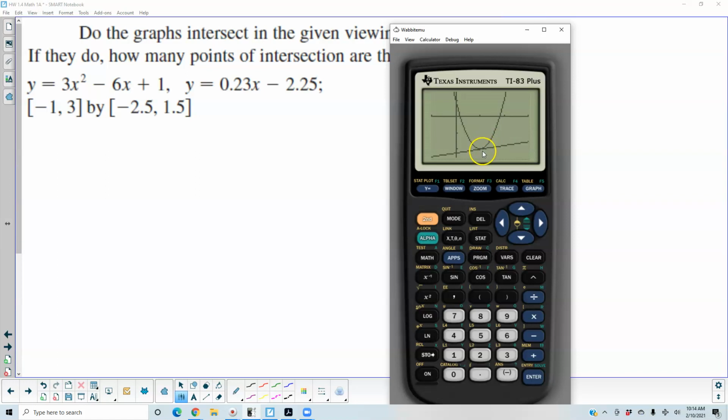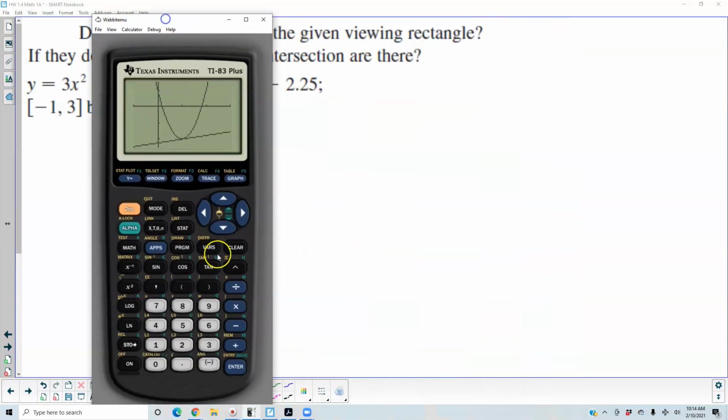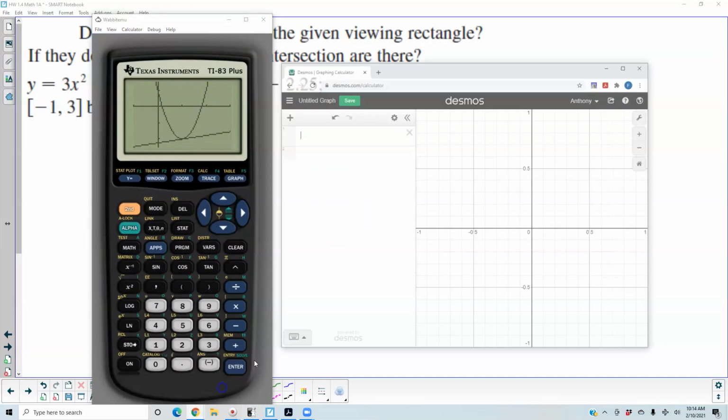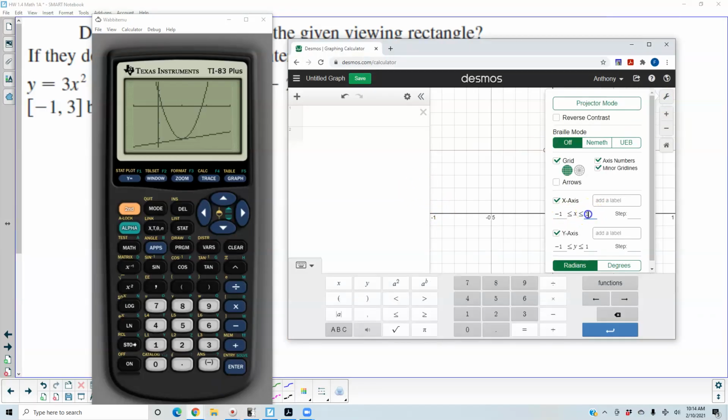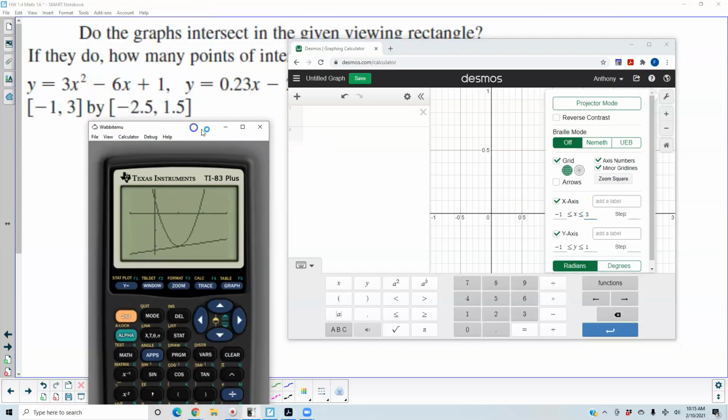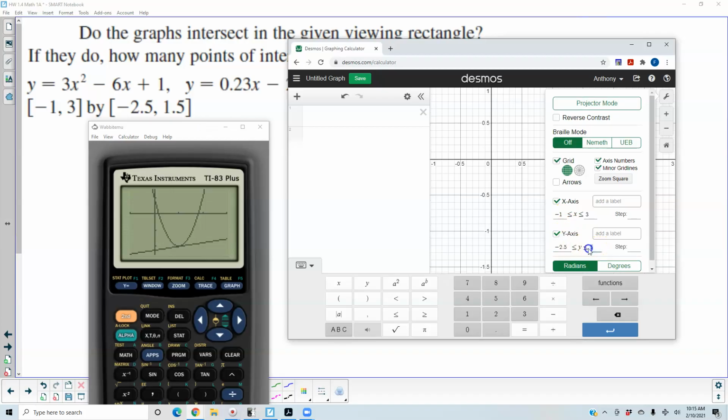So here, when we graph this, we can see that it's intersecting here at the vertex of the parabola. And let's take a look at what that would look like on Desmos. So we're going to change our viewing rectangle to be negative 1 and then 3, and then negative 2.5 to 1.5.